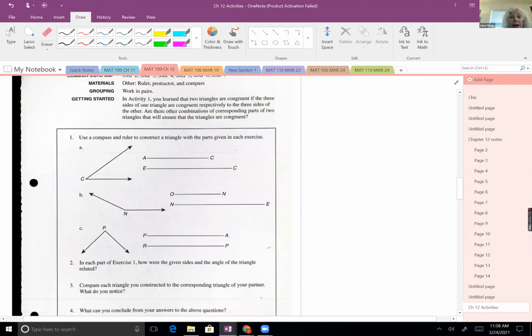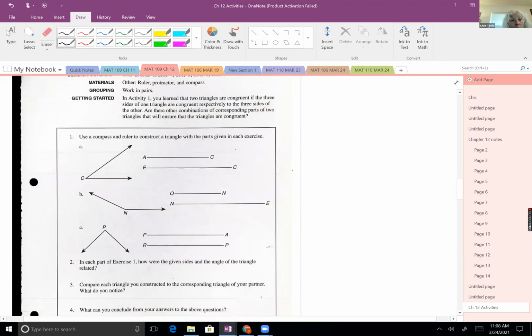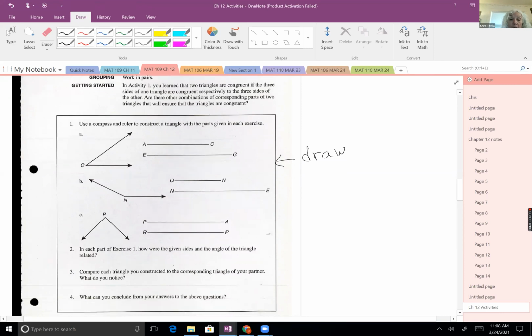This next one, again, you're going to use your compass and straight edge to draw carefully. First, with your compass, construct a segment of length EC. Then at one end point, construct an angle congruent to angle C. Then off of that, you're going to construct a segment congruent to AC, and you're going to make a triangle out of it.